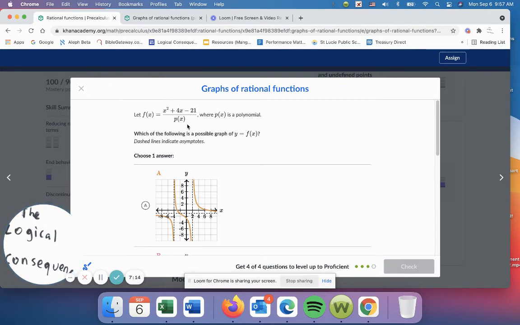So probably x plus 7, x minus 4. No, 3, excuse me. Yep, that's it. So x plus 7, x minus 3 are your factors. So I'm looking down here for a graph that crosses negative 7 or 3, or something going on there.